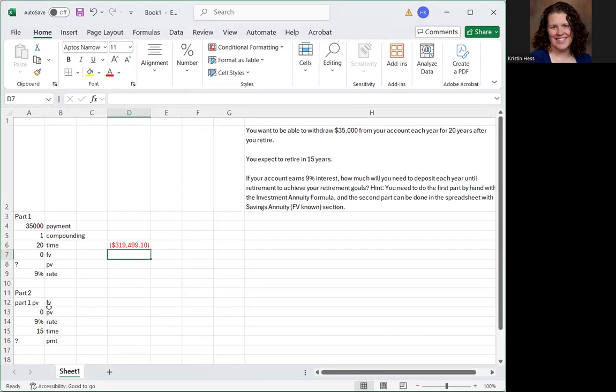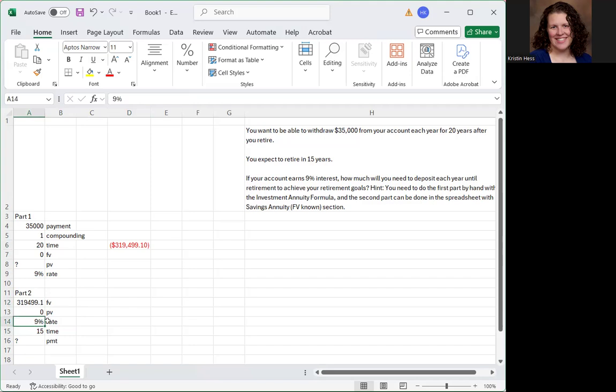So part 2, our future value here is going to be the present value. Sorry, backwards. Our present value from part 1 is our future value for part 2. So in part 1, we found out we need $319,000 in our account at the start of retirement. So now we've got 15 years to earn that much money. So this is how much money we need in 15 years. So that means our time is 15 years.